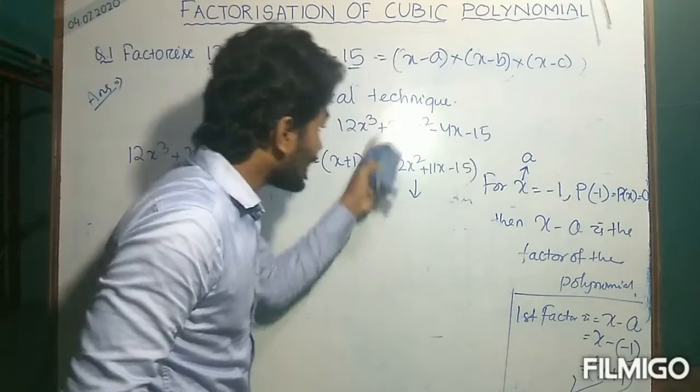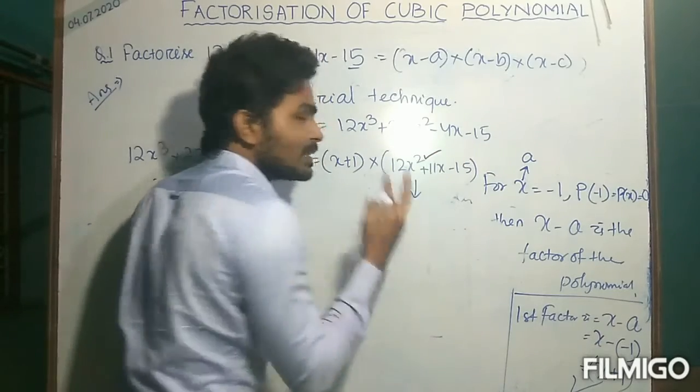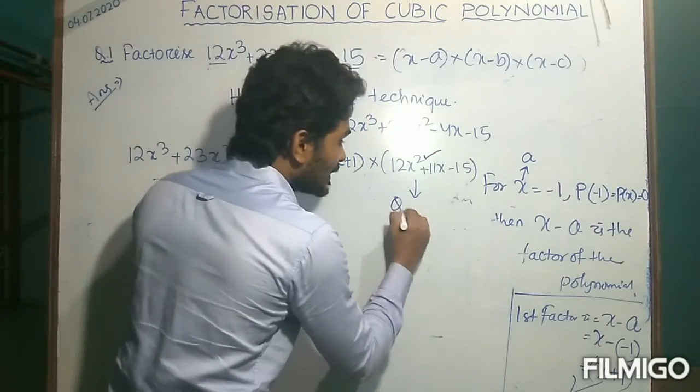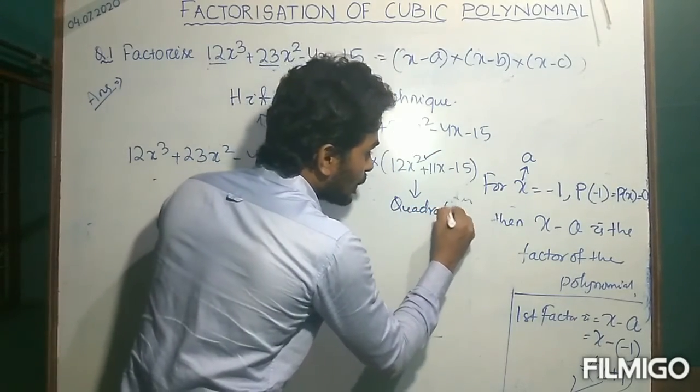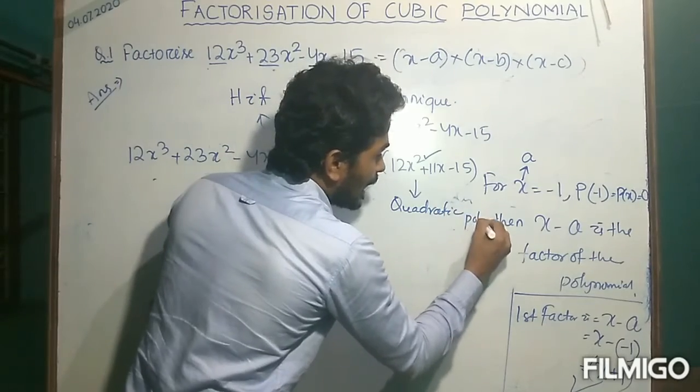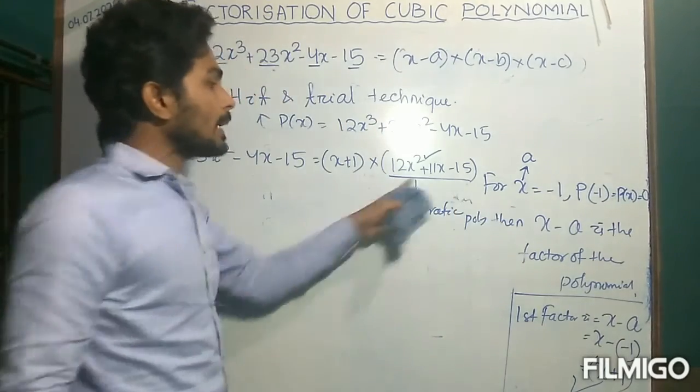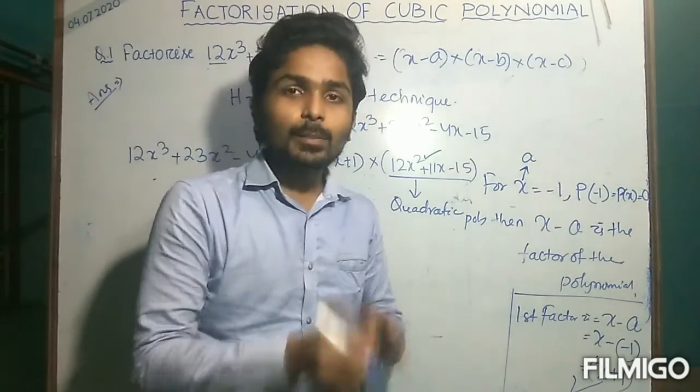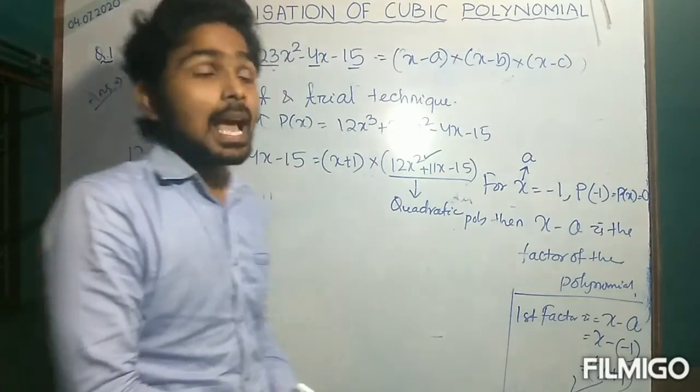So now we need to factorize this polynomial. Since the degree is 2, it is a quadratic polynomial. Now we can easily factorize this quadratic polynomial as the product of two linear polynomials. How?